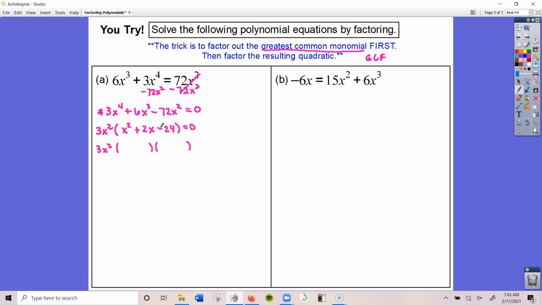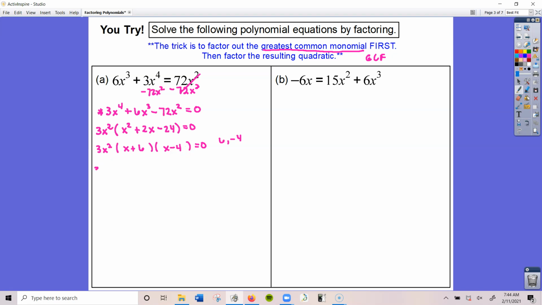The two numbers that multiply to give us negative 24 would be 6 and negative 4. Since 6 times negative 4 is negative 24, and 6 minus 4 is that positive 2. So my factors are x plus 6, x minus 4. So this is my factored form.